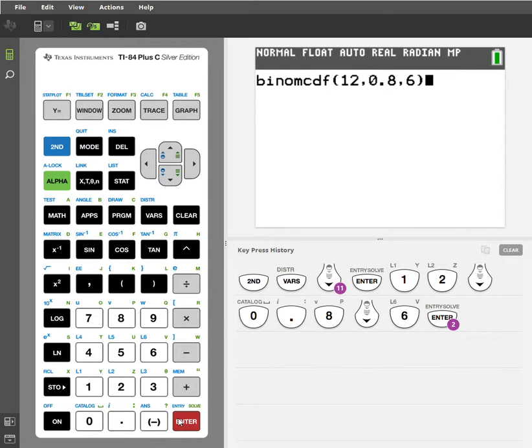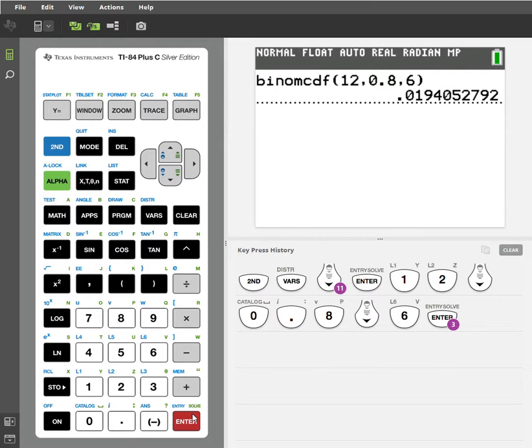Again, if your calculator does not prompt you for the number of trials, for P, the probability of success on a given trial, or for the number of successes or fewer, then you need to have this written in your notes. You know that you still go to second vars to get your binomcdf for a cumulative distribution function for X successes or fewer. And then in the parentheses, maybe in your notes, write number of trials, comma, P, probability of success on a given trial, comma, the number of successes or fewer.